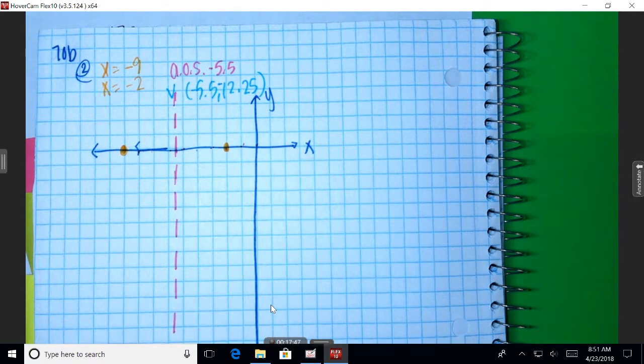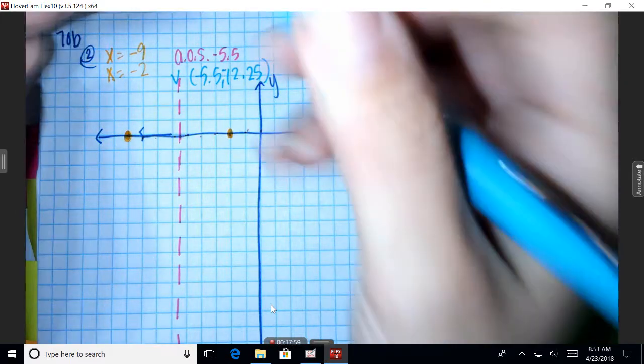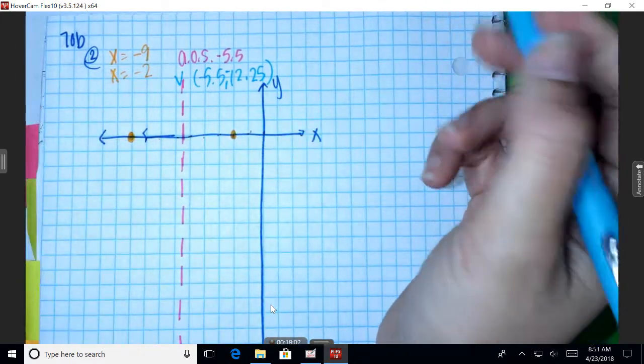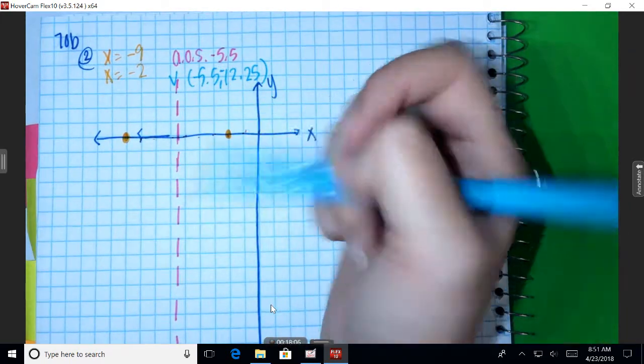Let's finish plotting this, and then I'll finish my speech. So our vertex is at negative 5.5 and negative 12.25, right? Is everybody okay with what we just did? Are you okay? Are you sure? You better not lie to me, because we're doing this for you.